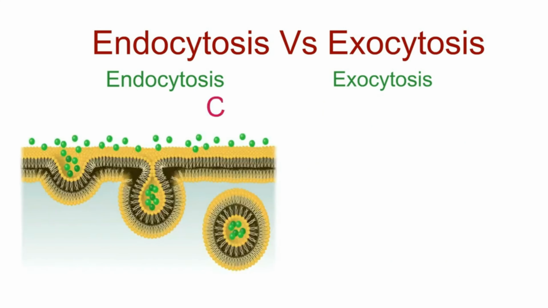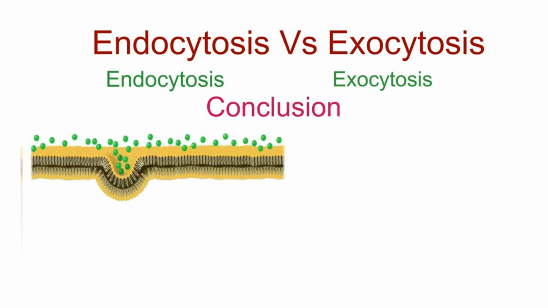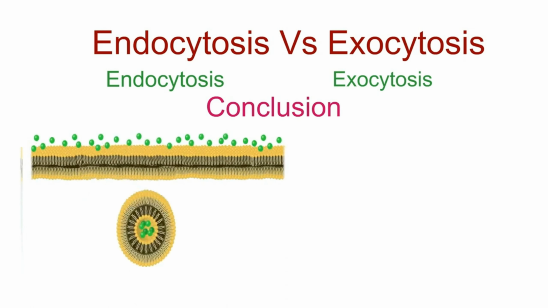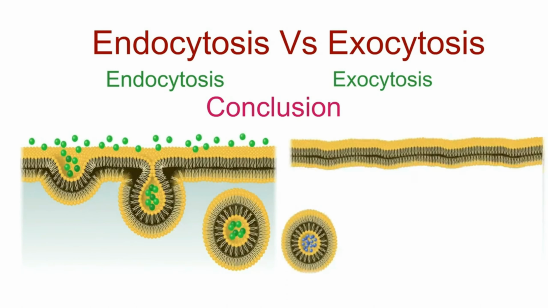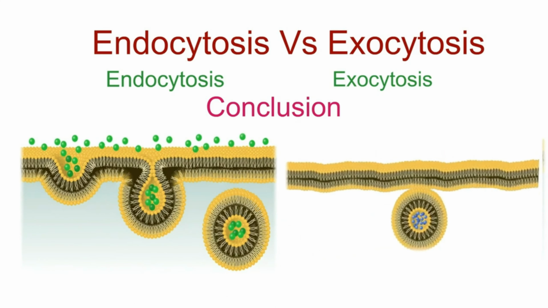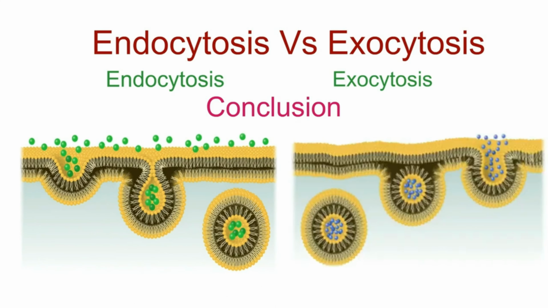In a nutshell, endocytosis is the process of bringing substances into the cell, while exocytosis is all about expelling substances from the cell. Together, they play vital roles in maintaining the cell's environment, communication, and responses to external cues.